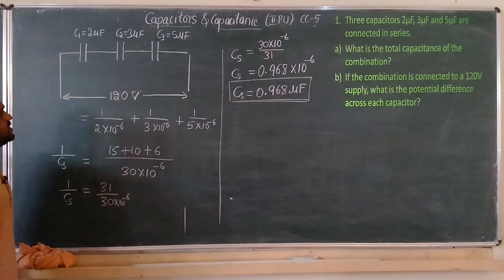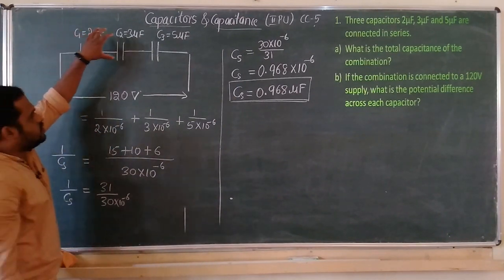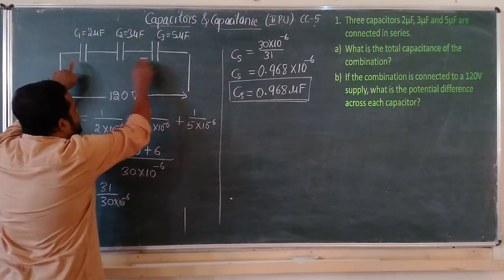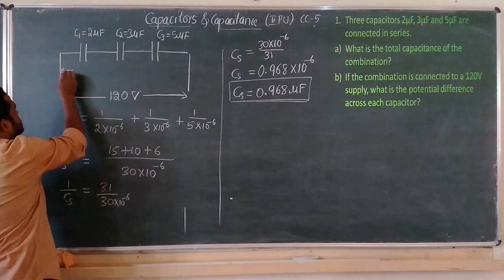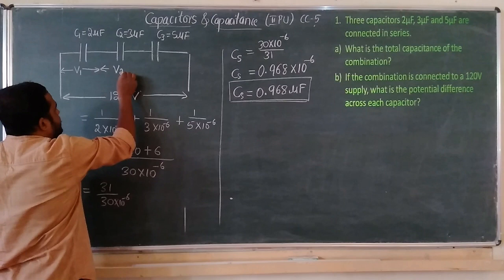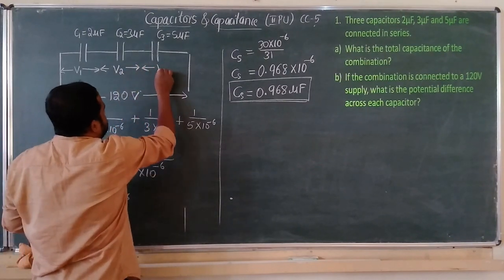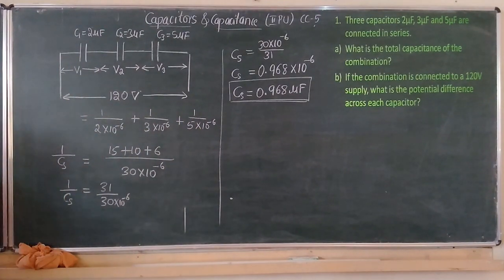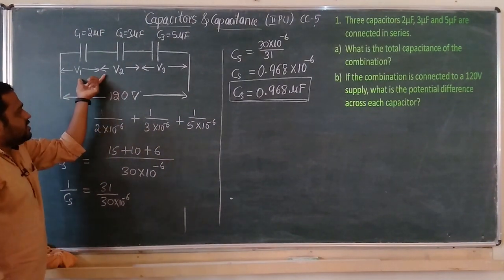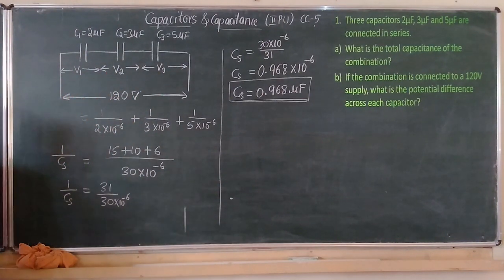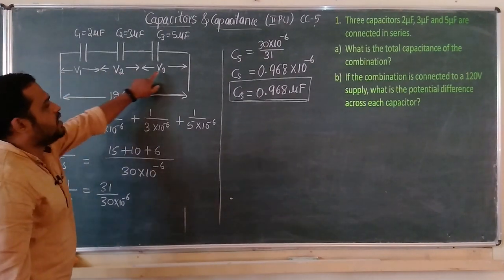We know that in case of series combination, the amount of charge stored in each capacitor is the same, but the total applied voltage gets divided. If there are 3 capacitors, the total applied voltage gets divided into 3 parts, that is the potential difference across the first, the second, and the third capacitor. If there are 2 capacitors, it will be divided into 2 parts. Now, what are the values of V1, V2 and V3?